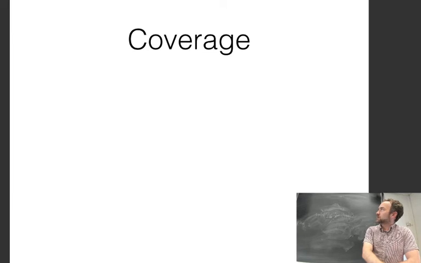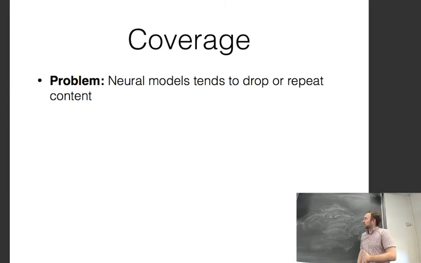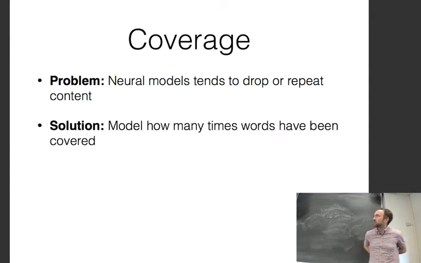The first thing that a lot of people have noted is that neural models, when they're not trained very well, or when they're tested on sentences that don't match the training data very well, they tend to drop or repeat content. So you get these translations where you have a long sentence that's translated into 3 words, or a sentence where you repeat "nice to meet you, you" over and over again. So coverage models basically model how many times the words have been covered.